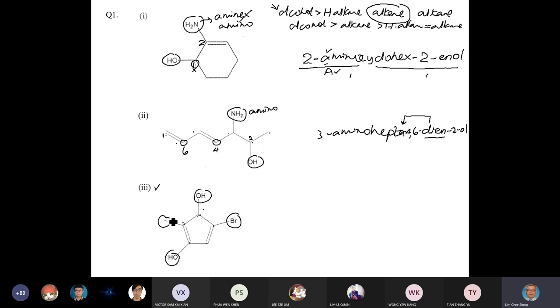But how to make the substituent groups CH3 and Br get the lesser number is more important than the alkene group in the cycloalkene case. You get what I mean? So in here this should be carbon number 1. Okay, 1, 2, 3, this is 4. Okay, so then we are able to give the name.